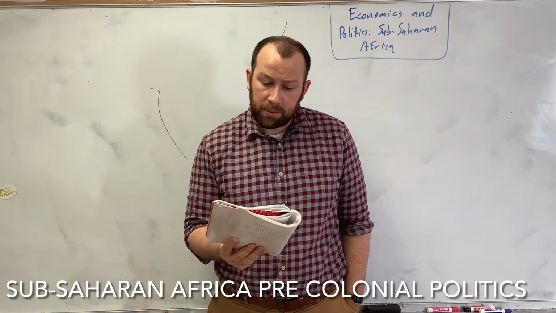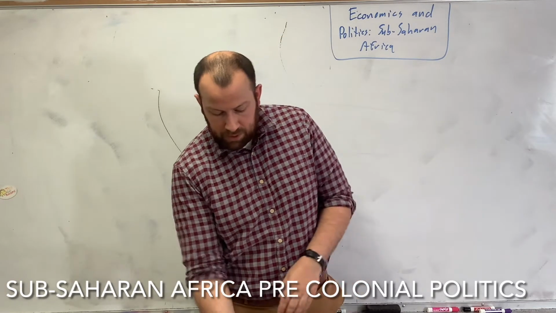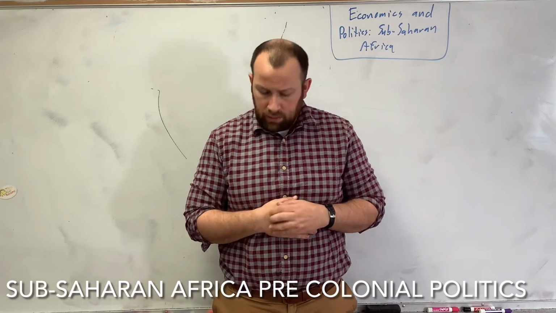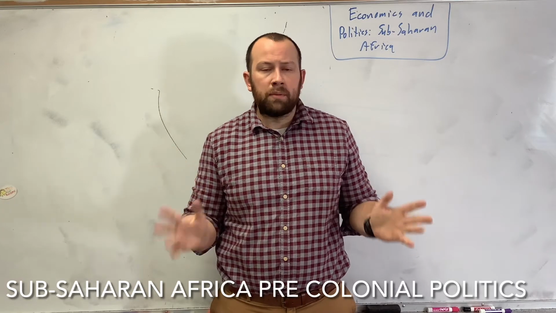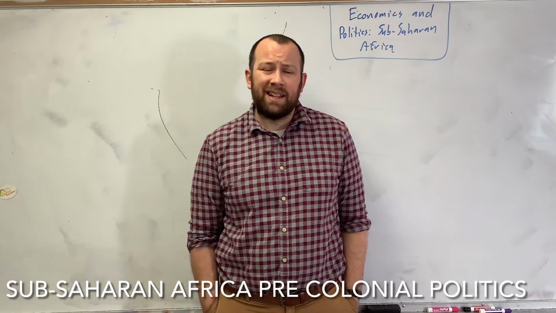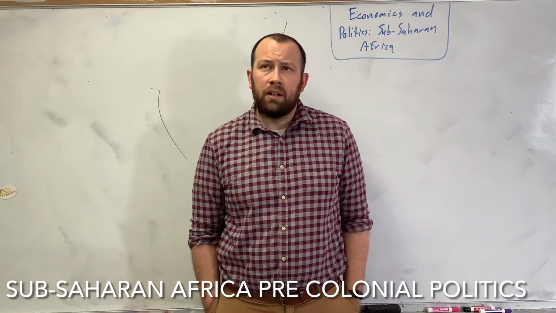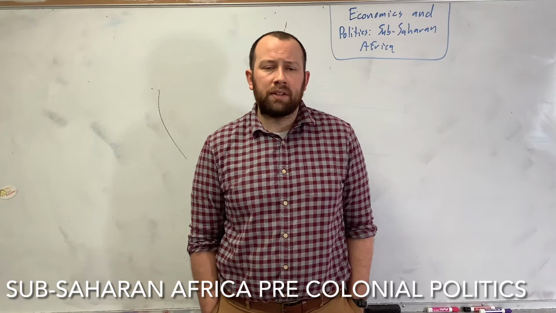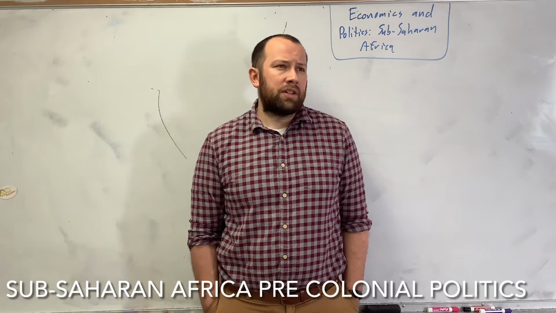Then we go into Sub-Saharan Africa pre-colonial politics. There's three types of pre-colonial government type things. One was a centralized kingdom that was ran by a king. It's called an authoritarian rule. He basically controlled everything because he could create revenue through taxation and trade.